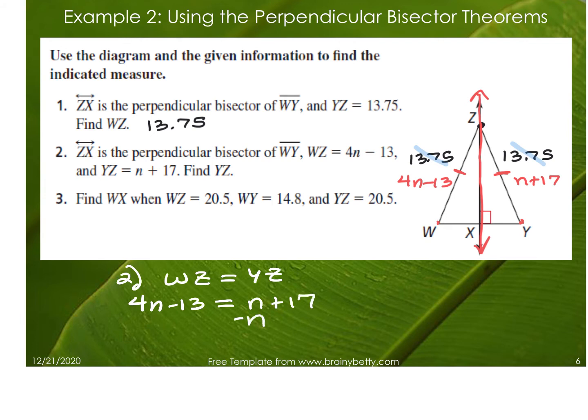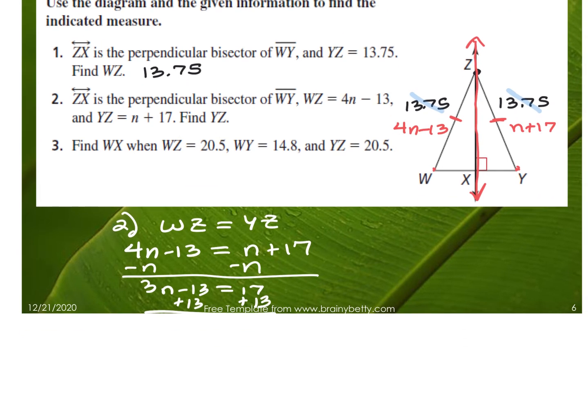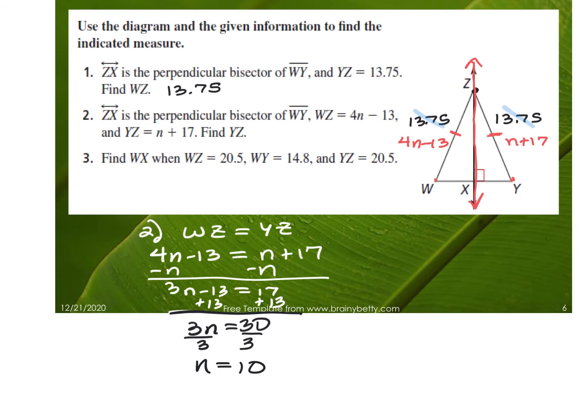I'm going to solve for n, so I'm going to subtract n. I get 3n minus 13 equals 17. Add the 13. I'm going to switch colors here so it shows up. So 3n equals 30. Divide by 3, and n equals 10. Now again, they did not ask me to find just n. They wanted me to find YZ. So now I'm going to go back. YZ was equal to n plus 17. I'm going to replace n with a 10 and add it to 17. And YZ equals 27.